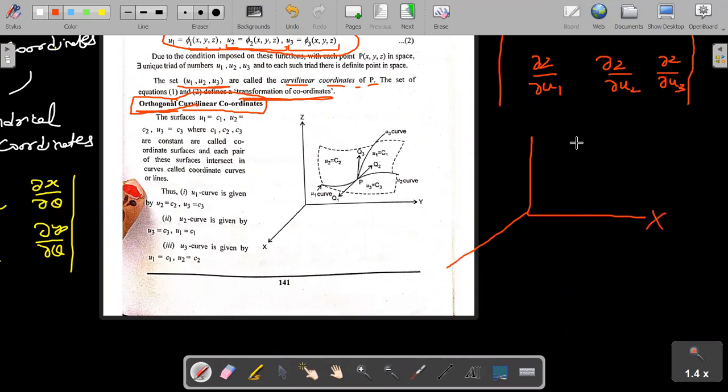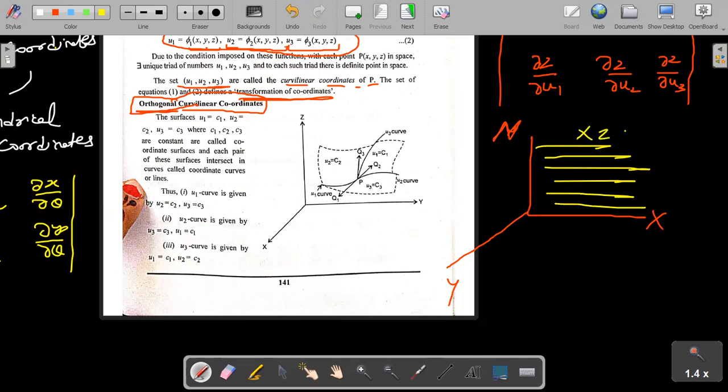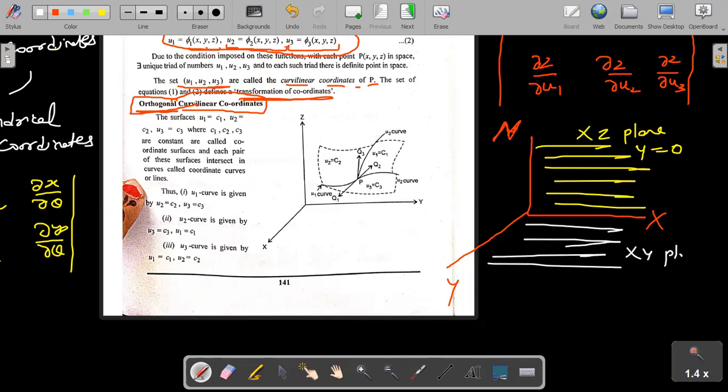हमें पता है ये x-axis है, this is y-axis, and this is my z-axis. And जो ये x और z के बीच वाला area है, इसको हम xz plane बोल देते हैं. And on this plane y is 0. Similarly, this is xy plane, and on this plane z is 0. And similarly on the other plane, yz plane, x is 0.